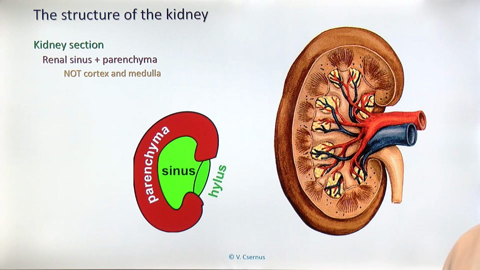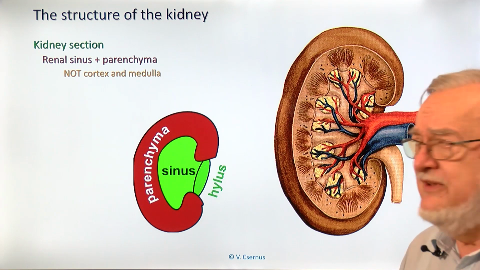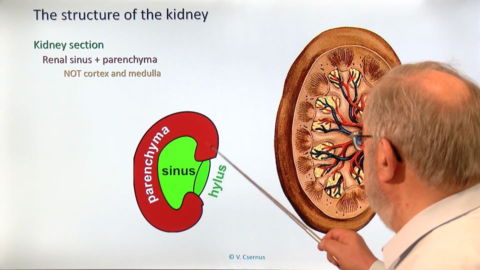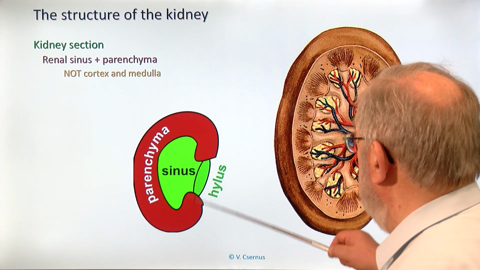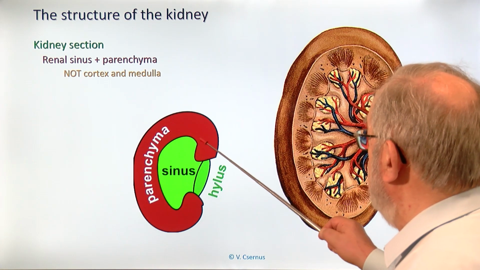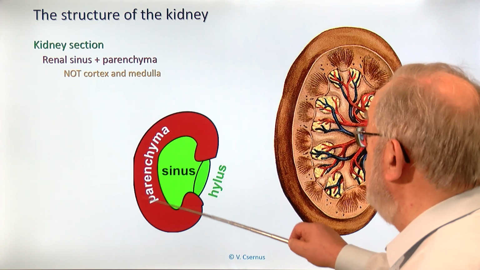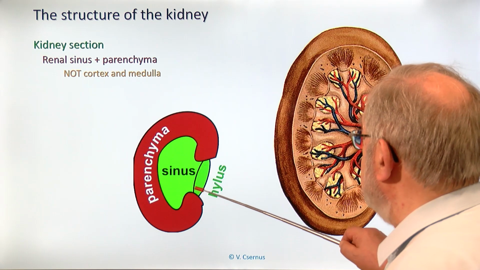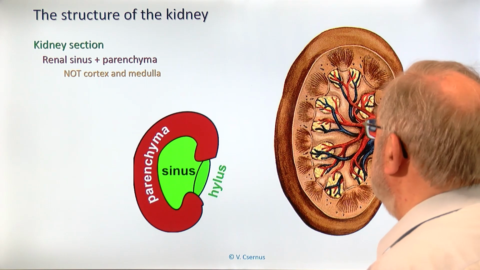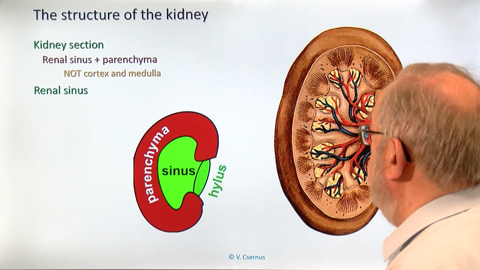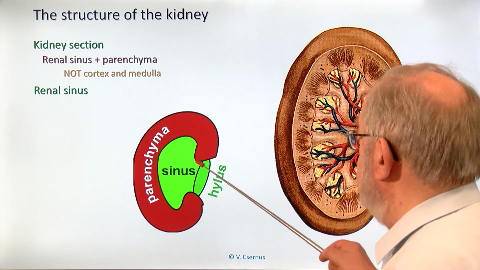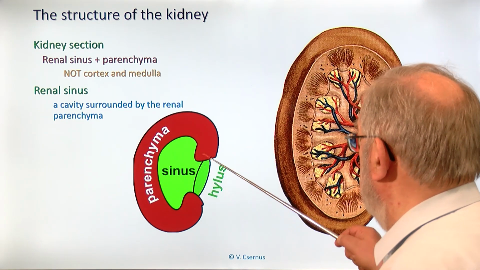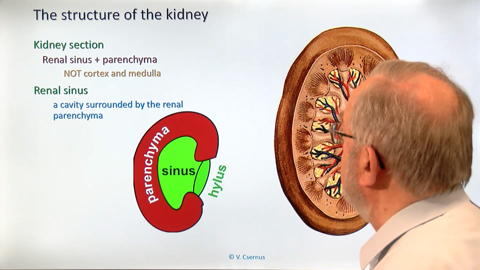That's not true. You say that only if you definitely want to fail the exam, because the main components of the kidney are the kidney parenchyma and the renal sinus. Parenchyma is the working tissue. This is the tissue that really prepares the urine, and the sinus is a service area which contains vessels, urinary ducts, and so on. The renal sinus is actually a cavity surrounded by the parenchyma, and it communicates with the outside world through the hilum, or hilus in Greek.